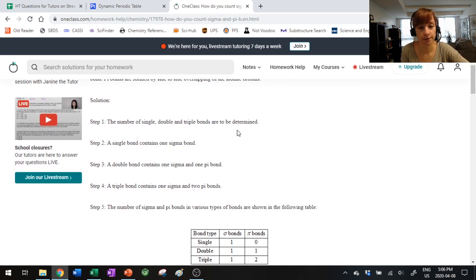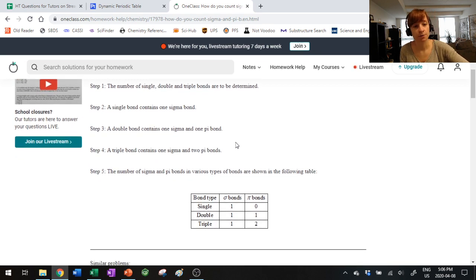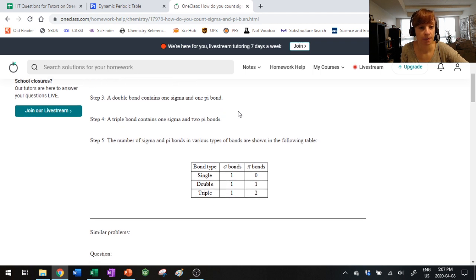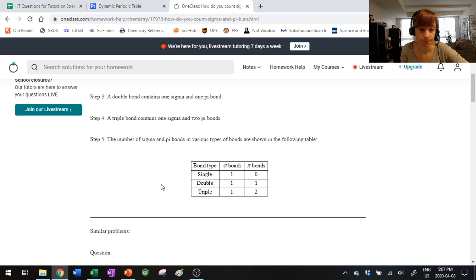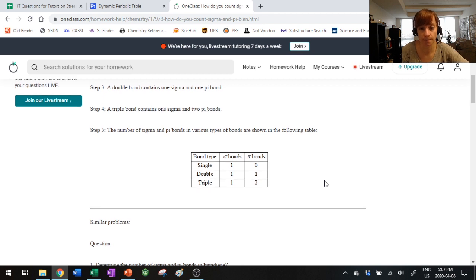So to figure out the number of pi bonds versus sigma bonds, you need to determine the number of single bonds, double bonds, and triple bonds. You'll need to remember that a single bond contains 1 sigma bond, a double bond contains 1 sigma and 1 pi bond, and a triple bond has 1 sigma bond and 2 pi bonds. So that's what is shown in this little table here. That's just something you're going to need to remember.